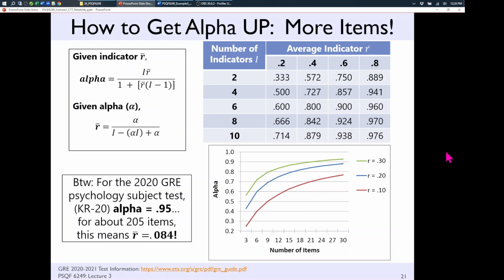So this is why I don't like alpha, excuse me: if you have a good alpha, it doesn't necessarily mean you have a good measure. If you have a bad alpha, however, that is a problem.